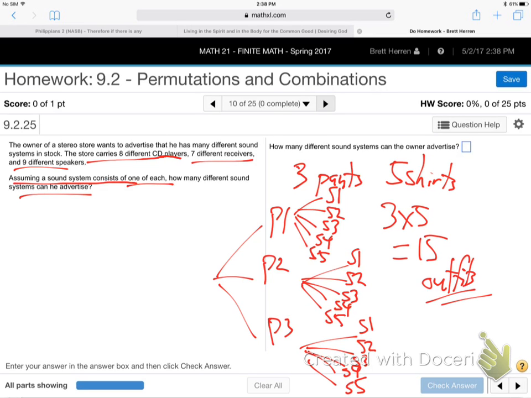15 outfits. I try to reason with my wife this way about her closet, about how many outfits are really needed. And she's got a math degree, but somehow it just doesn't come across. All right, so the shoes have to match the, all right.